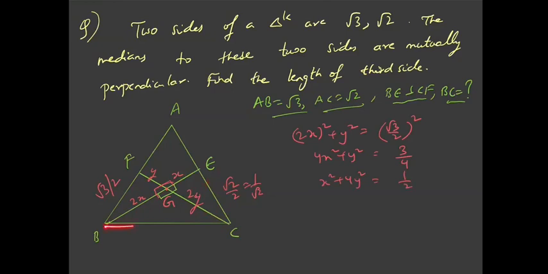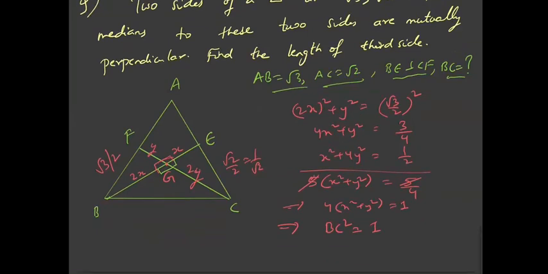Now we want the length of BC, right? What is BC? BC square is nothing but 4x square plus 4y square, that is BG square plus GC square. So let us add these two equations. On adding, I will get 5 of x square plus y square as 5 by 4, right? So then 4 into x square plus y square would be 1. But 4x square plus 4y square is nothing but BC square, right? So BC square is 1. So then I'll get BC is equal to 1 unit.